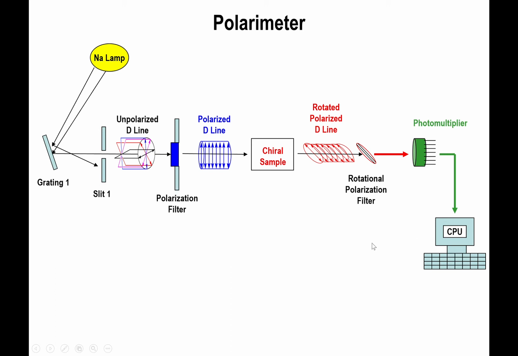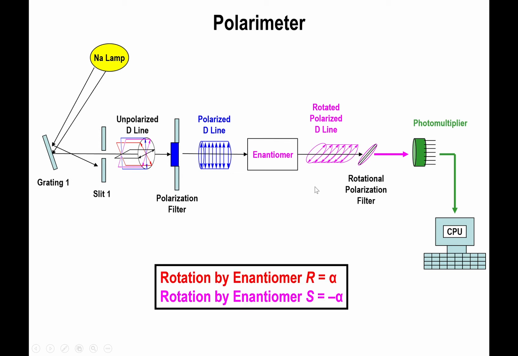And if you have the R enantiomer, the light of this polarized D line is going to be rotated in one direction. If you have the opposite enantiomer, the rotation is going to be exactly in the opposite direction, but by equal magnitude. So this is something we want to keep in mind. And as far as rotation goes, we're going to use the symbol alpha. So the rotation for the R enantiomer is going to go in one direction. The rotation for the S enantiomer is going to go in the opposite direction by the same magnitude.